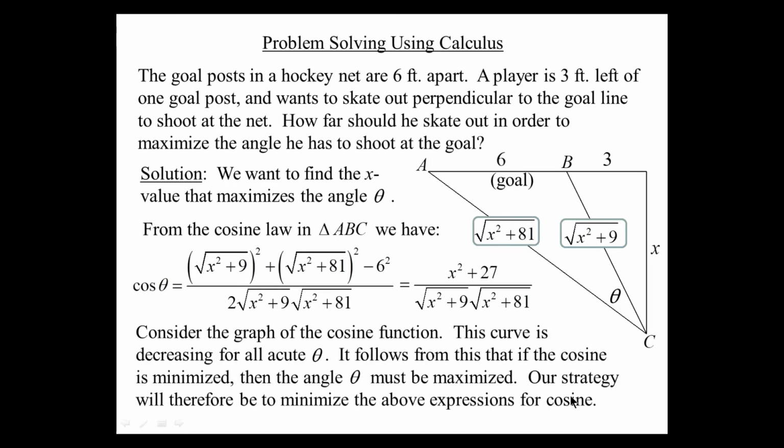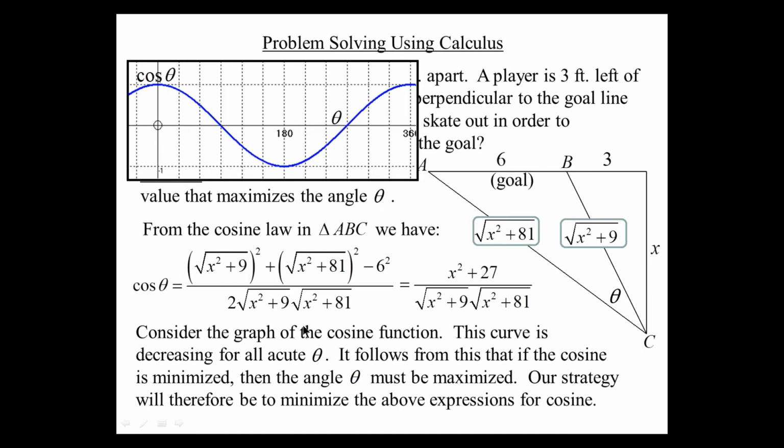Well, so what? Consider the graph of the cosine function. This cosine curve is decreasing for all acute theta. It follows from this that if the cosine is minimized, then the angle must be maximized. You want to maximize this? Minimize the cosine. That's what this paragraph is saying, basically. I mean, on the street, you would say, hey, you want the biggest theta? You got to get the smallest cosine. Here's some evidence. I like evidence.